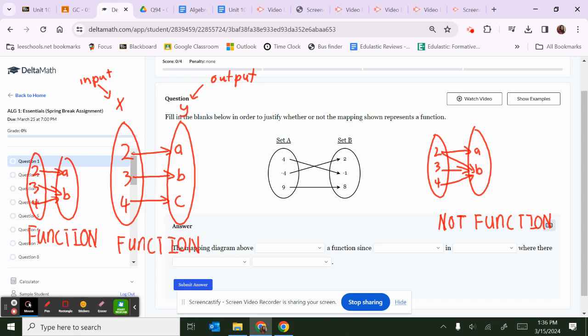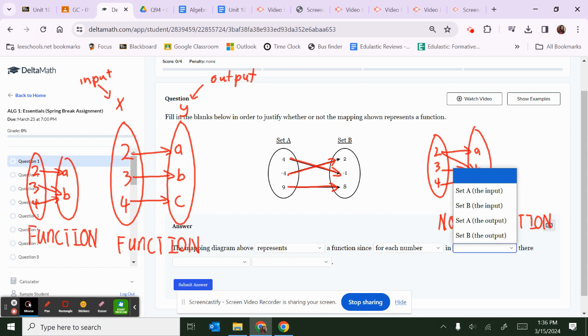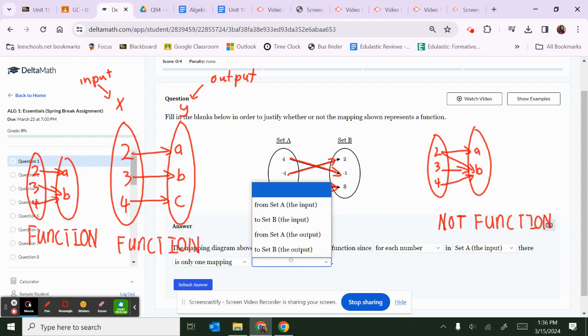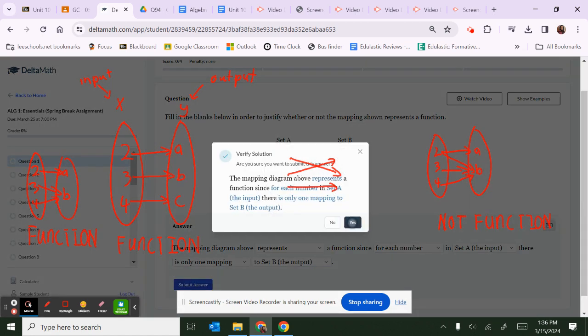So when I look at my question, is it a function or is it not? It is a function because I only have one arrow coming from each of my set A, or each of my input. So this one does represent a function because for each number in set A, and set A is your input, there's only one number that it goes to in set B, which is your output. So again, guys, just like that.